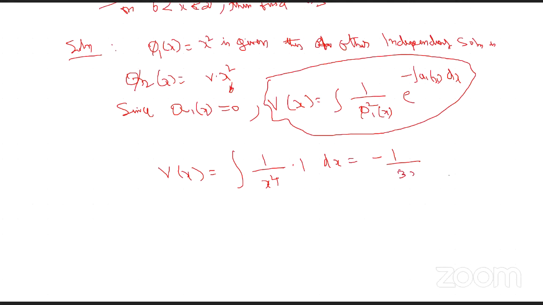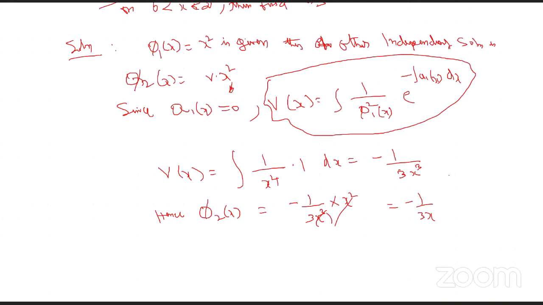3x cube. How to get integration x power 4? Using the integration x power n formula, you will get that one. So hence phi 2 of x equal to minus 1 by 3x cube into phi 1 of x. Phi 1 of x means x square. This gets cancelled, 1 will be there. That equals minus 1 by 3x.